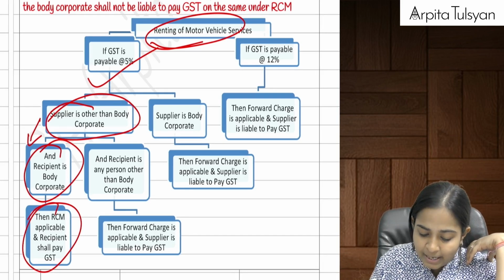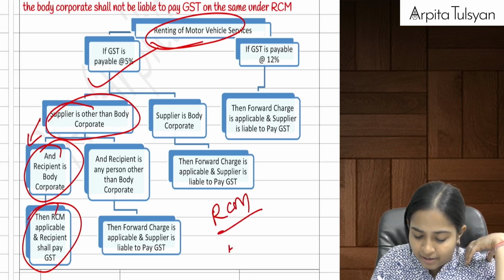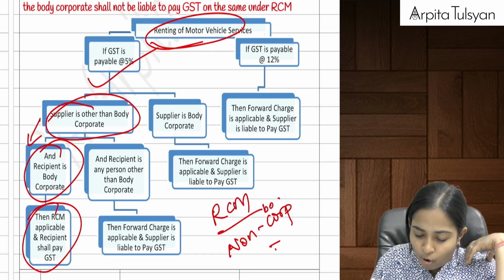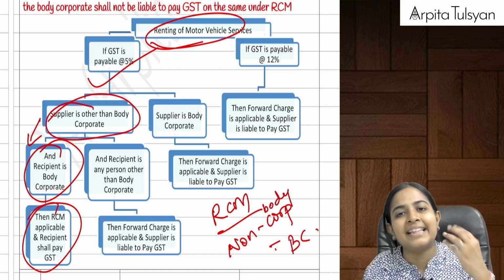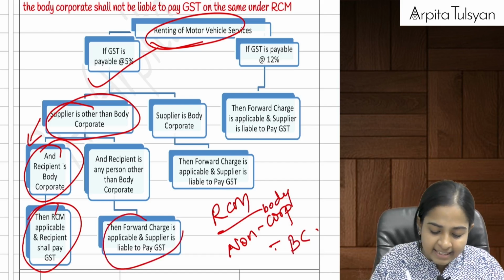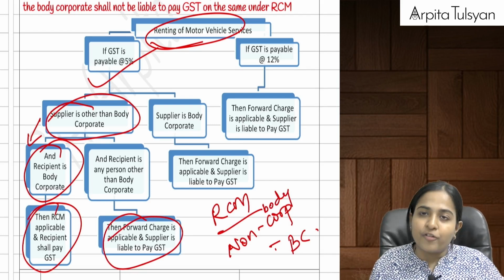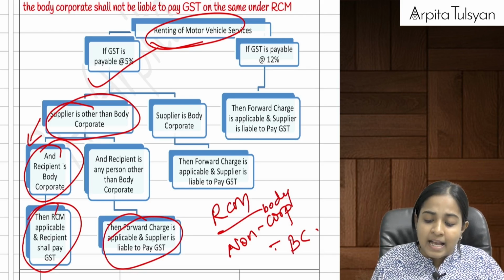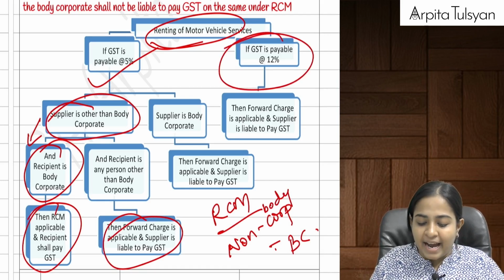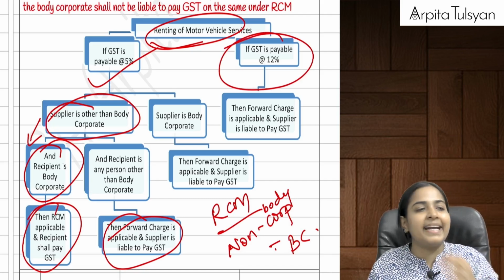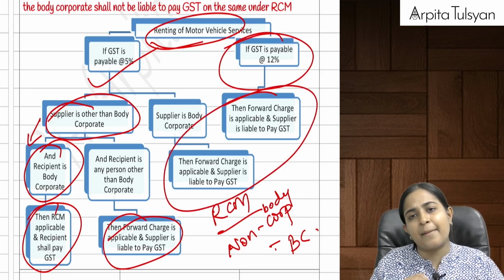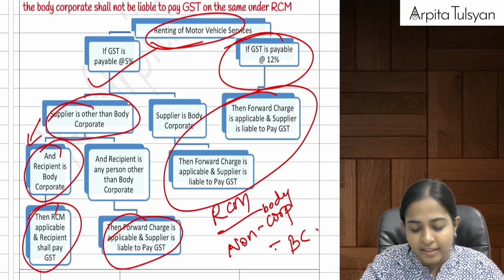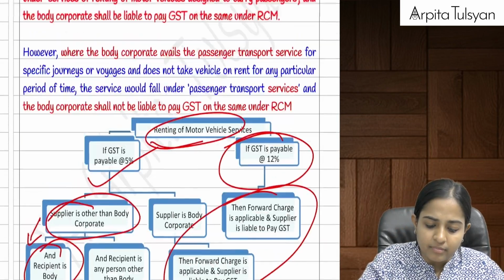Okay, see, keep one thing in mind. RCM is applicable here when the services are provided by a non-body corporate to a body corporate. Any cases other than this will fall under forward charge. Are you clear with this? Acha, what if the supplier is ready to get himself registered? Then in that case, anyway, forward charge is applicable and the supplier will be liable to pay the GST. Are you clear with this?